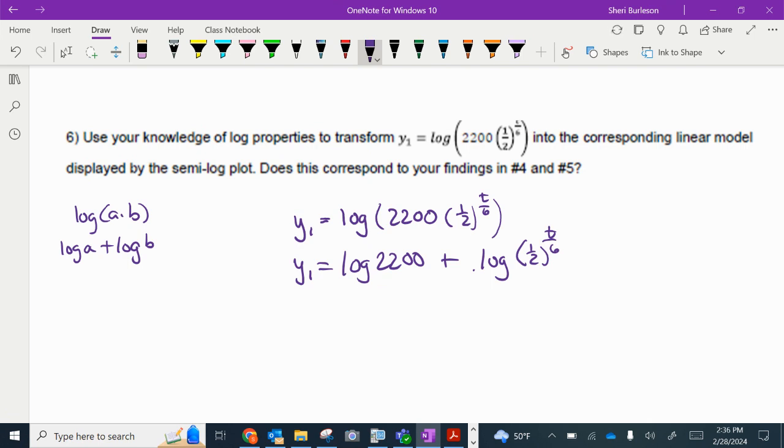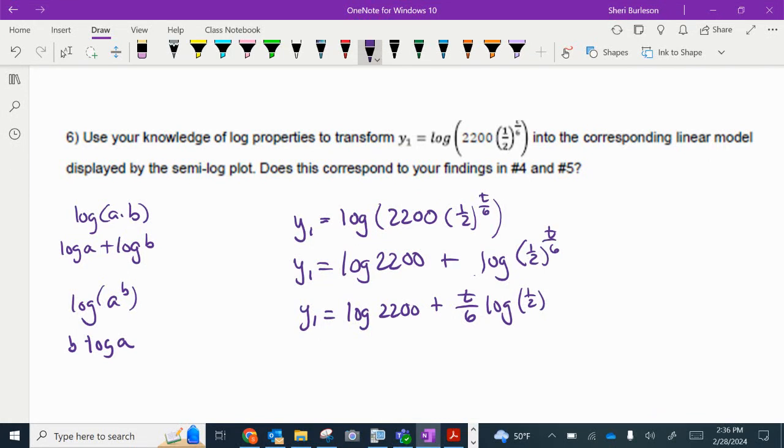Do I not know another log property that I could use to simplify this some more? The exponent. What happens to the exponent? It comes out front because we had log of A to the B. If I'm raising a power to a power, I'm going to multiply my exponents. And since log is an exponent and B was an exponent, it goes out front. So this is going to be log of 2200 plus t over 6 times the log of 1/2.